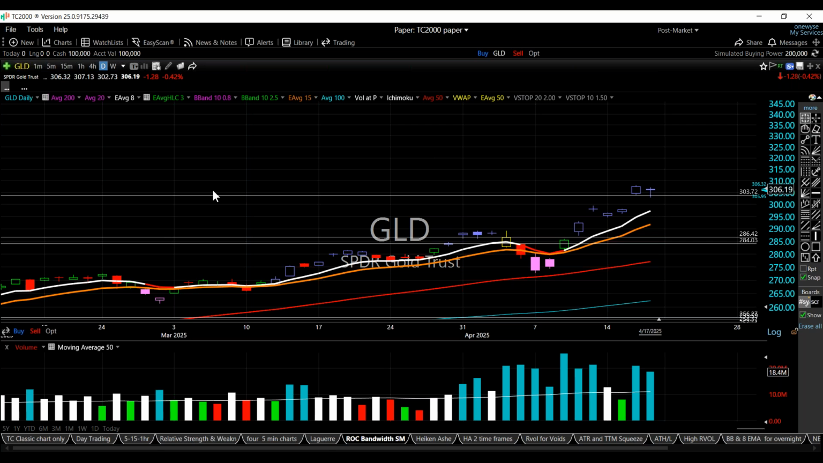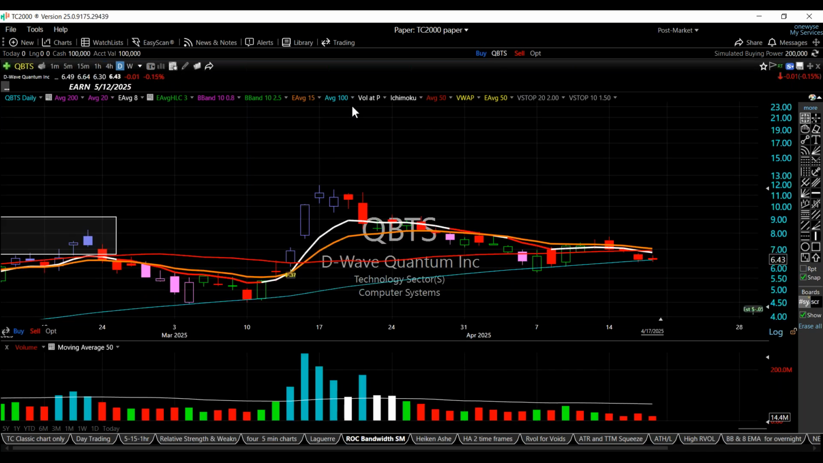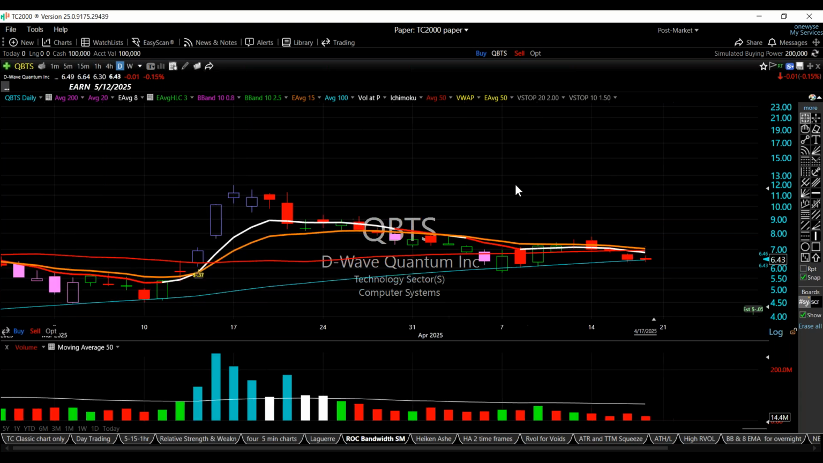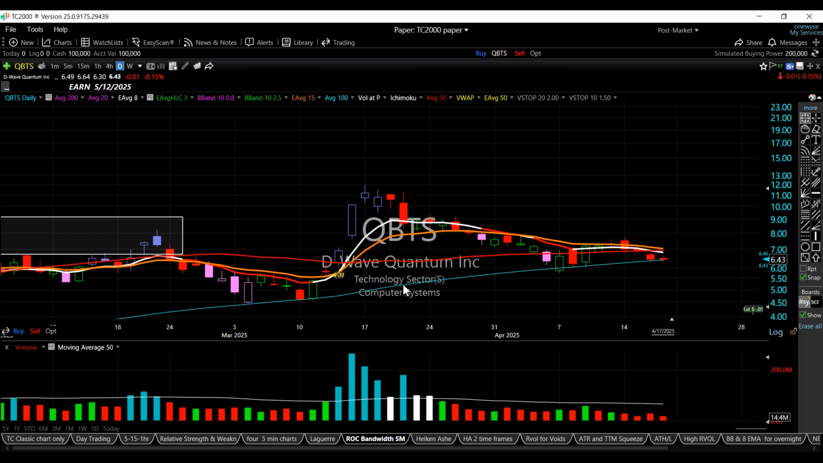QBTS. Yeah, QBTS. I'll take a couple more of these, and then we want to get back to the presentation. Here's QBTS right here. That's a quantum stock. These quantum stocks have been very, very volatile. You see this blue line? That's the 100-day moving average. It's bounced off it a couple of times, but it hasn't been able to get above the 50, which is right here. This is wedged right in between two moving averages.